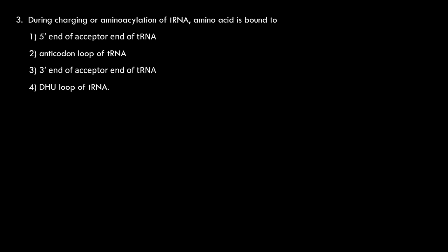Not the DHU loop of transfer RNA, not the anticodon loop of transfer RNA. Not the 5' end of the acceptor end of transfer RNA. It is the 3' end of the acceptor end of transfer RNA. The third option must be the correct one. Let us see the answer.